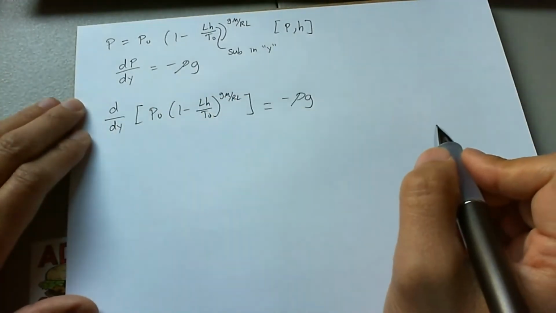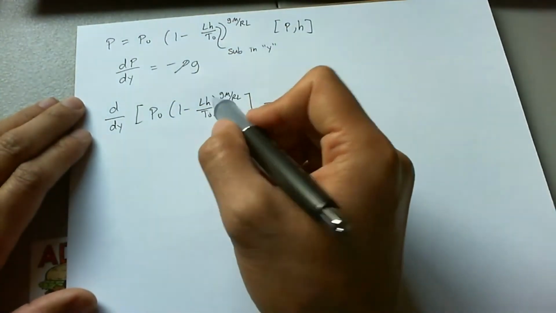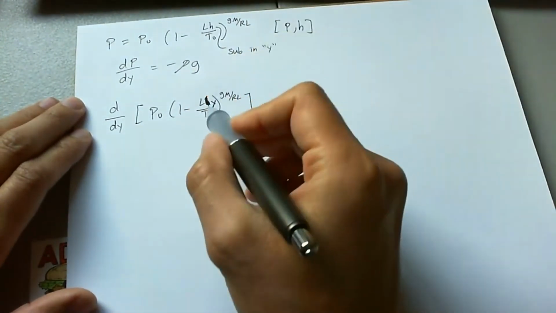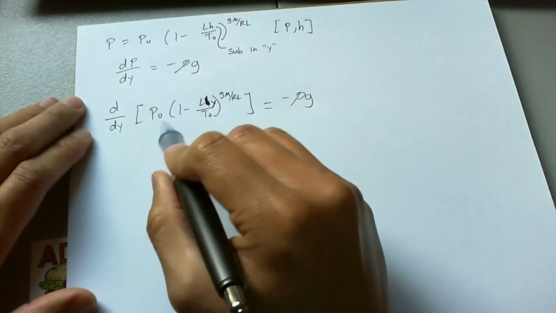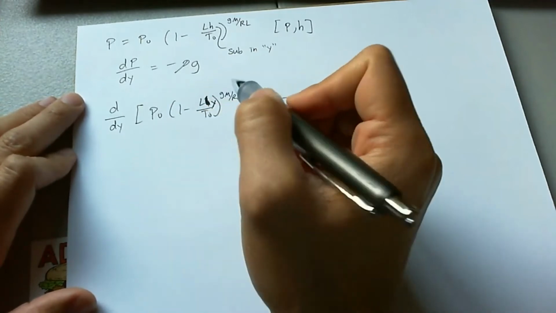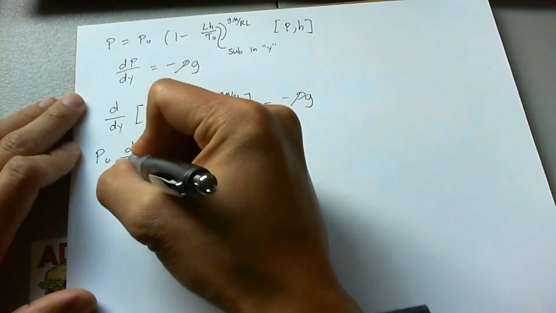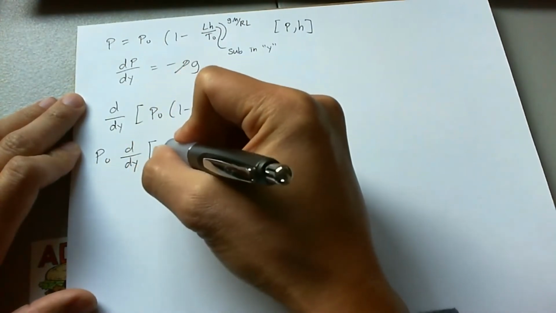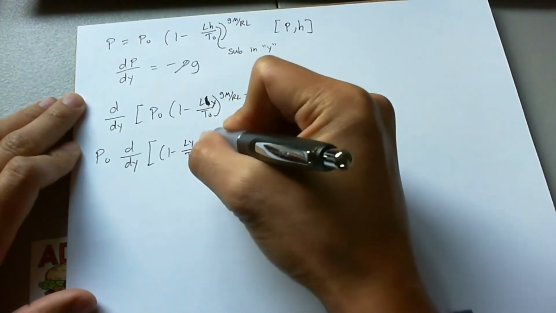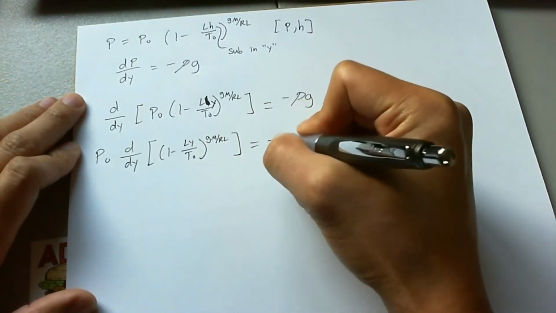To take a derivative is not terribly hard, but we'll take it one step at a time. Oops, I'm sorry, I have to put a y in there. A derivative of something multiplied by a constant, you take the constant out. So that's the first step. This is P naught d over dy of 1 minus Ly over T naught to the power of Gm over RL, and that's going to equal negative rho times G.